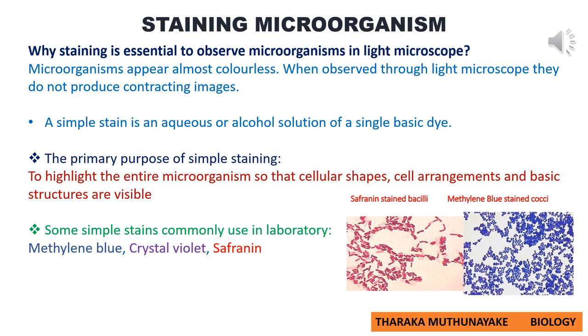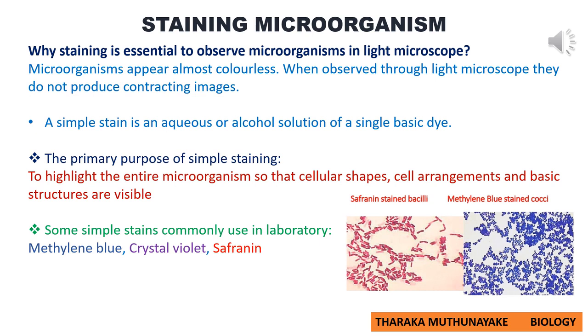The third main aspect of our lesson is staining microorganisms. First we will discuss why staining is essential to observe microorganisms in a light microscope. Here microorganisms appear almost colorless. Therefore, when observed through a light microscope, they do not produce contrasting images. That means without staining, we simply can't observe them clearly. We can't study them clearly. Therefore, definitely we have to stain microorganisms to clearly observe them. That's the importance of staining.